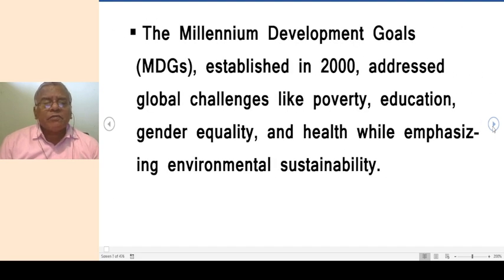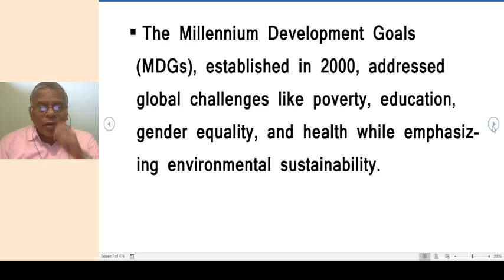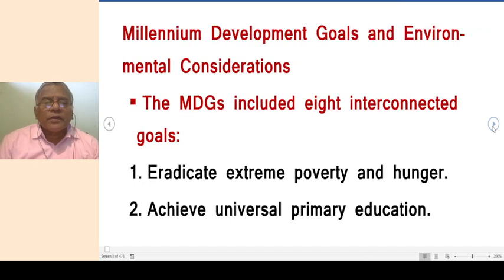The Millennium Development Goals, they are called MDGs, established in 2000, addressed global challenges like poverty, education, gender equality, and health while emphasizing environmental sustainability. Let us discuss the Millennium Development Goals and the environmental considerations. The MDGs included 8 interconnected goals.